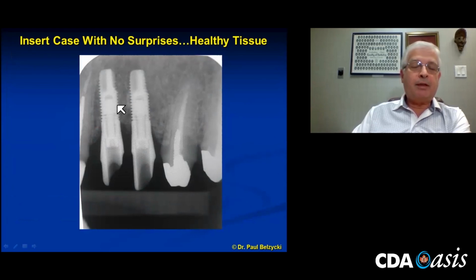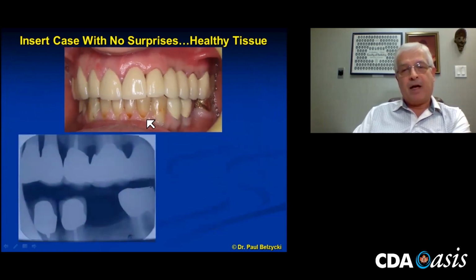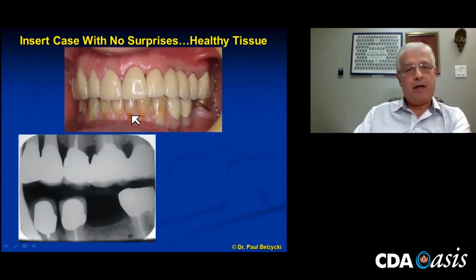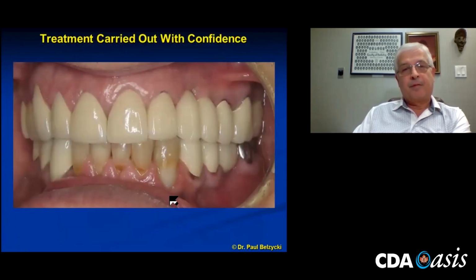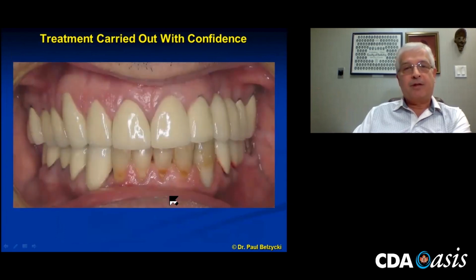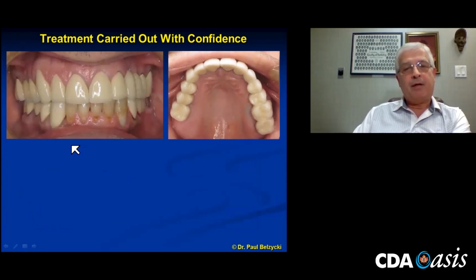These were the old Nobel Biocare Select. I'm sad that they took them off the market. I really like these implants. And the case can be inserted with no surprises. I knew before I got the case back it would be okay. And here are the radiographs. Treatment can be carried out with confidence. I've worked out all the problems. So this is a year or so after I did go ahead and restore some of these bicuspids at a later date. So porcelain fused to metal.